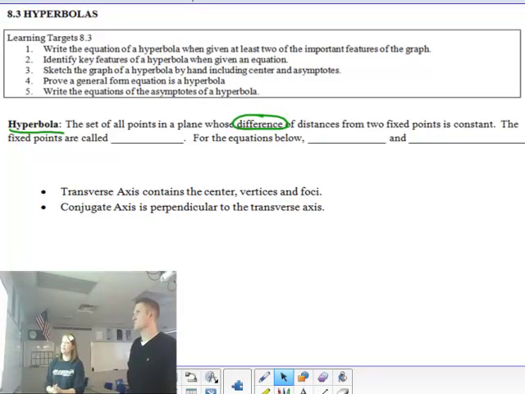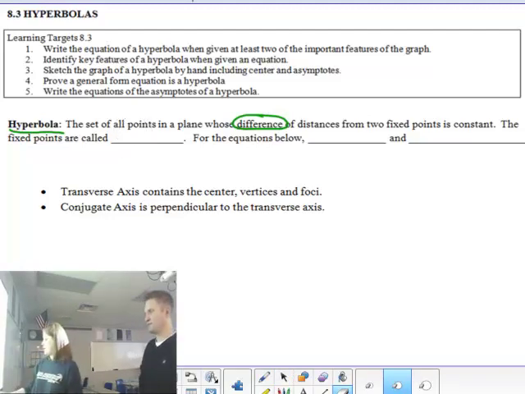Again, a hyperbola is the set of all points in a plane whose difference of distances from two fixed points is constant. What do we call those two fixed points? Those are the foci.